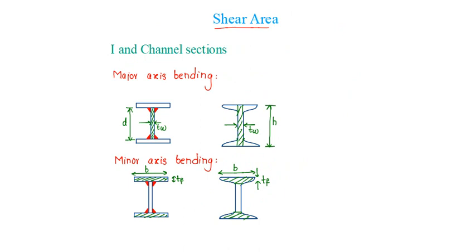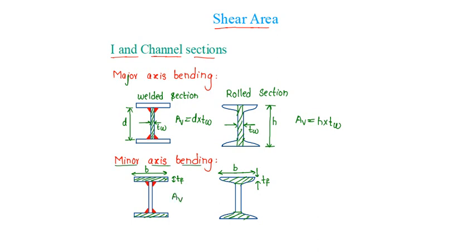Shear area calculation for I and channel sections for bending about major axis. For welded sections, shear area is taken as the shaded portion, that is Av, which is equal to D into tw, whereas for rolled sections, shear area is taken as total overall depth, that is h into thickness of the web, that is for major axis bending, whereas for minor axis bending, in case of welded section, shear area is taken as shaded portion of flange, that is 2 times of B into thickness of the flange, whereas for rolled section, Av is taken as 2 times of B into thickness of the flange, the shaded area.